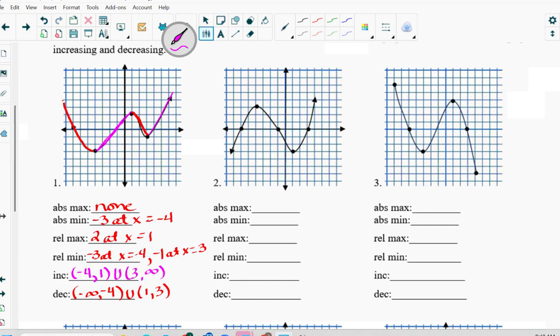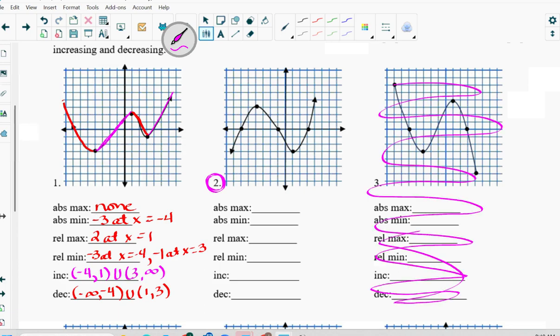Okay, questions on number 1? All right, do number 2 for me. You guys try. We're going to skip 3. Those of you that like to work ahead, we're not doing 3, because of the closed intervals and endpoints, we're skipping 3.